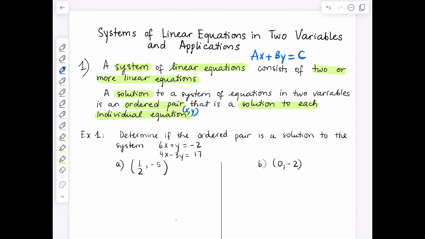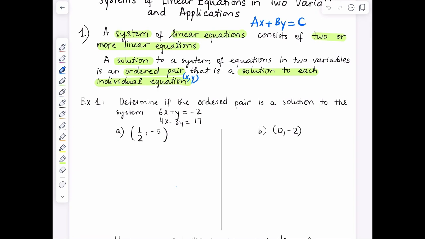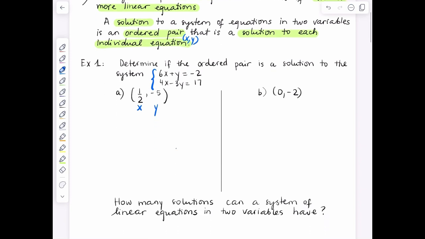Let's look at this example. Determine if the ordered pair is a solution to the system 6x plus y is equal to negative 2 and 4x minus 3y is equal to 17. So in part A, we have the ordered pair 1/2 and negative 5. 1/2 is your x and negative 5 is your y. To check to see if it is a solution, we're going to substitute these values into each equation to see if they both will work out.